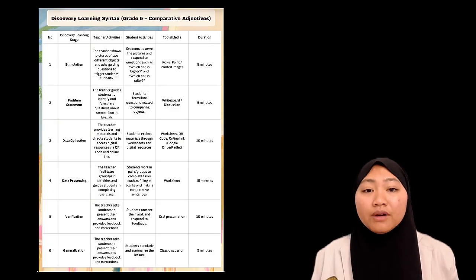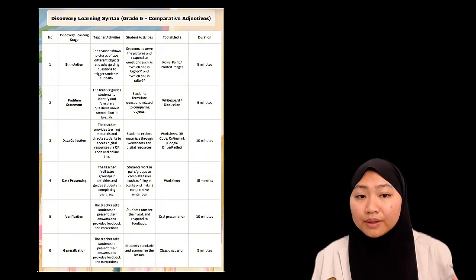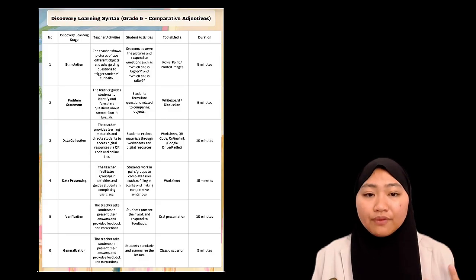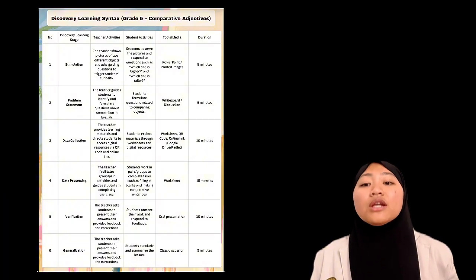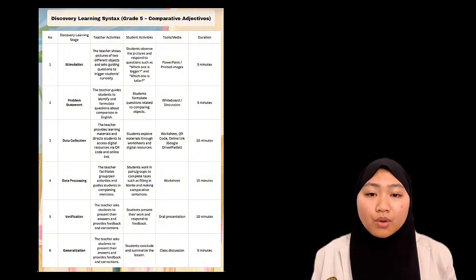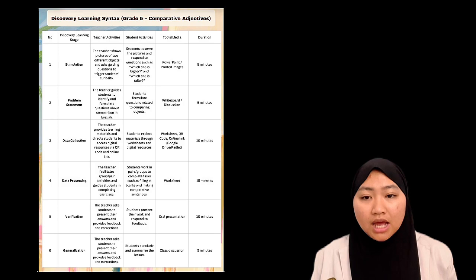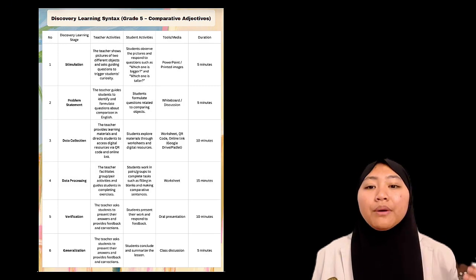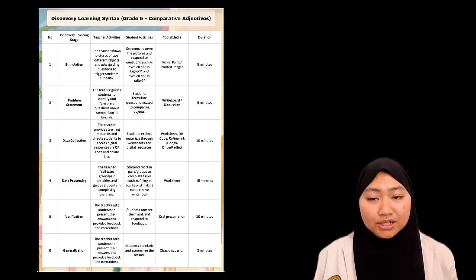Stage 5 Verification. After collecting data, students present their findings. The teacher confirms correct grammar and rectifies any misconceptions. Stage 6 Generalization. Students summarize their learning and explain the grammar rule for comparative adjectives. Students discover the rule by relating it to experienced situations.